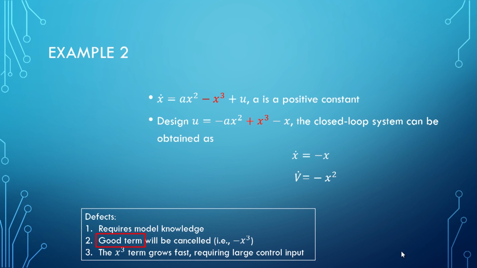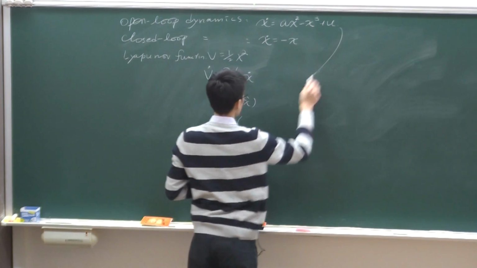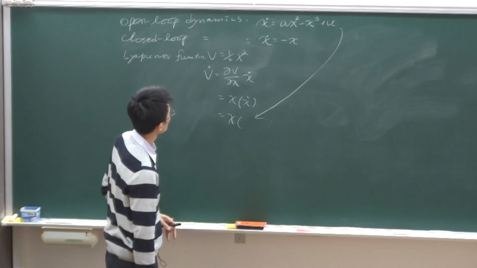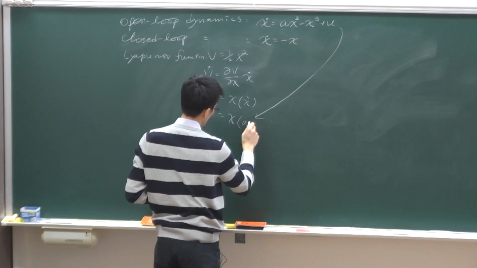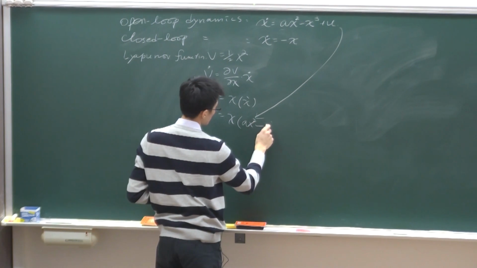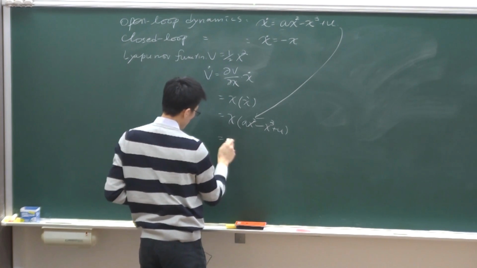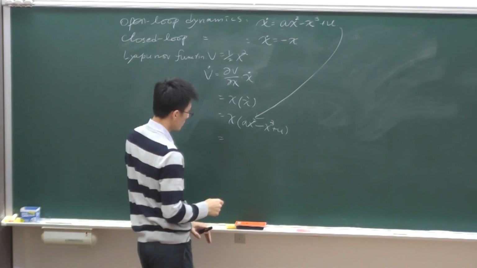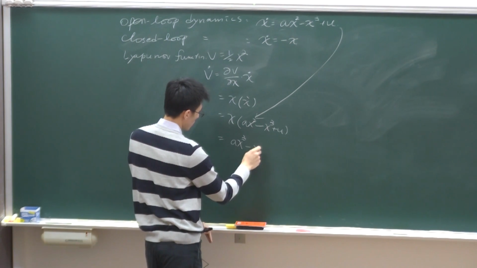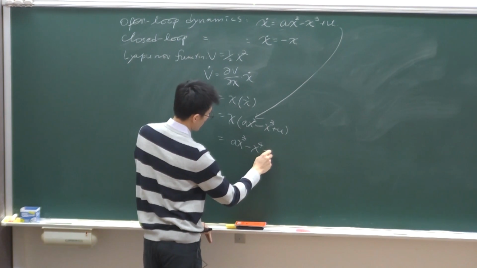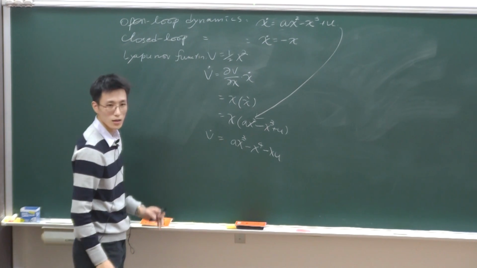Why do I call it good terms? The reason is when you substitute the open loop dynamics into here. Let's take a step back. So which is ax squared minus x cubed plus u, right? And you expand out the whole equation. You get ax cubed minus x to the power of four minus xu. Okay, this is V dot, right?